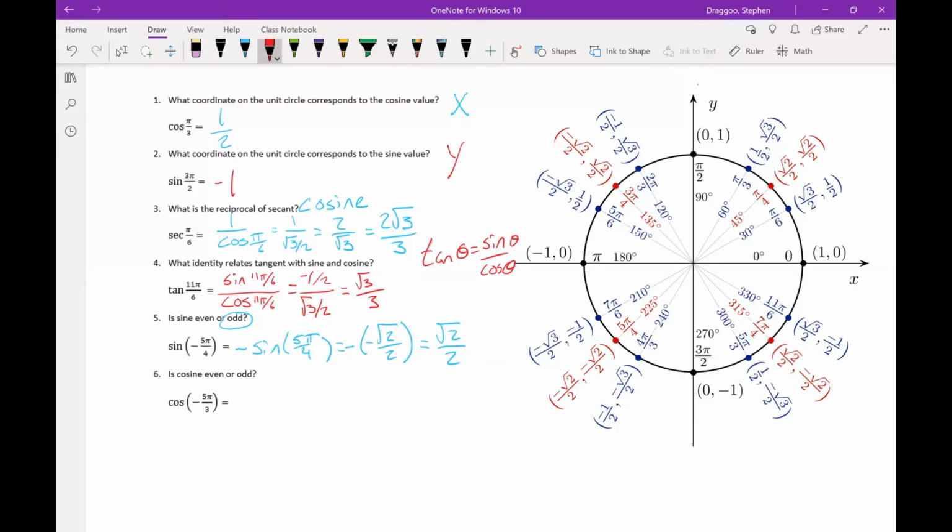Problem 6, is cosine even or odd? You know that cosine is an even function. So the cosine of -5 pi over 3 is just equal to positive cosine of 5 pi over 3. So we'll go grab the x value at 5 pi over 3 and get 1/2.